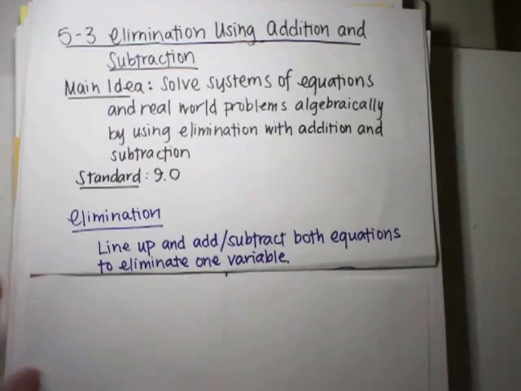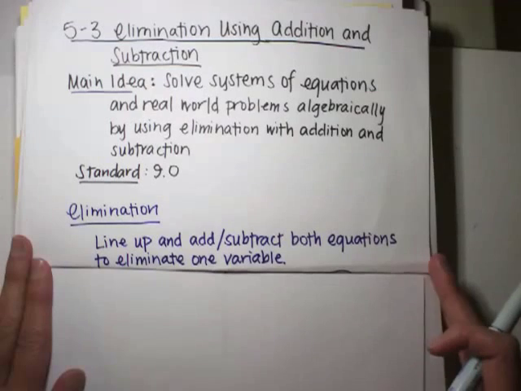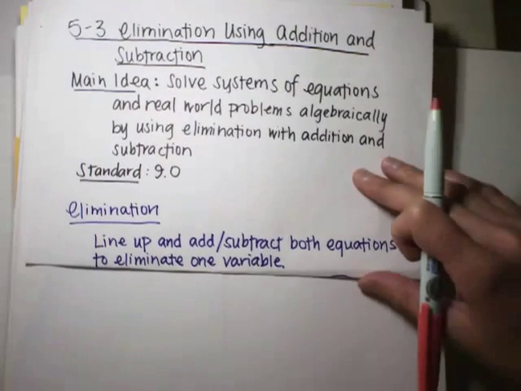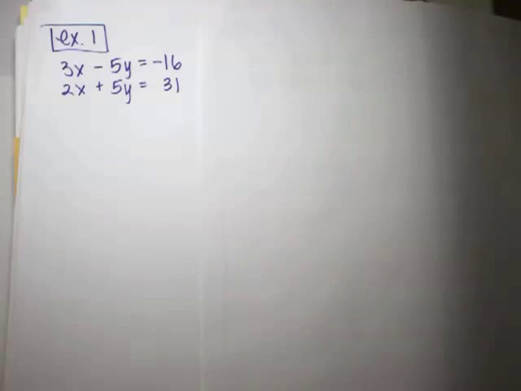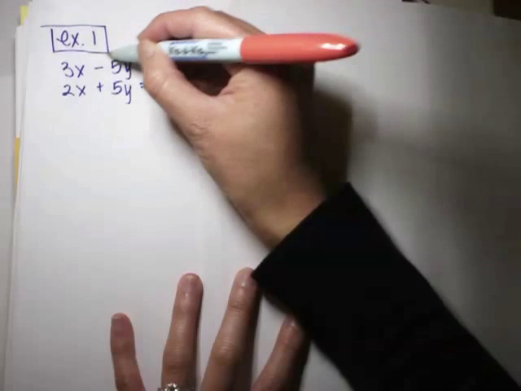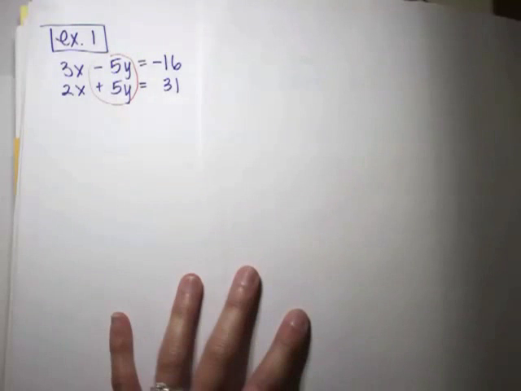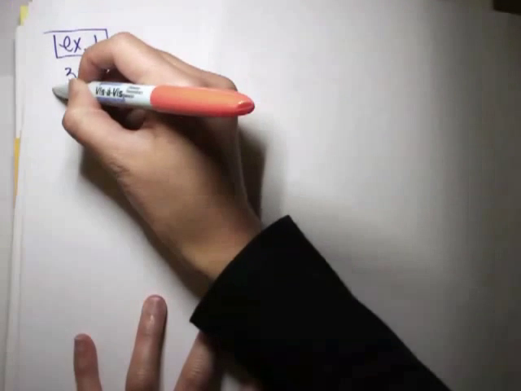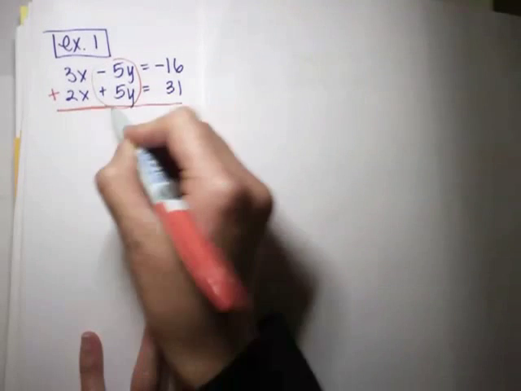So when we are working with elimination, we want to make sure to line up and add or subtract both equations to eliminate one of the variables. So let's take a look at one of our examples. In example 1, make sure to look for additive inverses within your two equations. We note that negative 5y and positive 5y are opposites of one another. So in this case we want to use addition. We're going to add these two equations to each other.